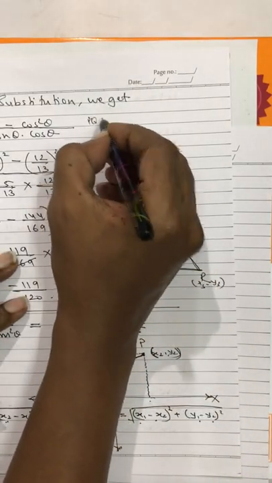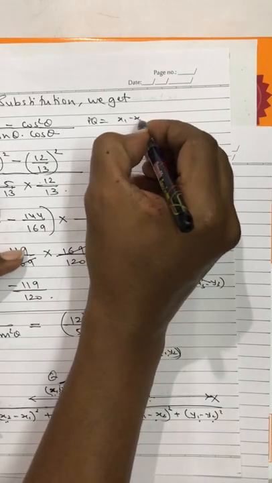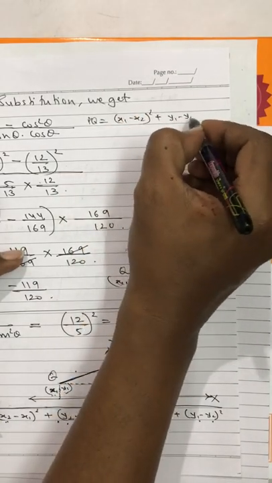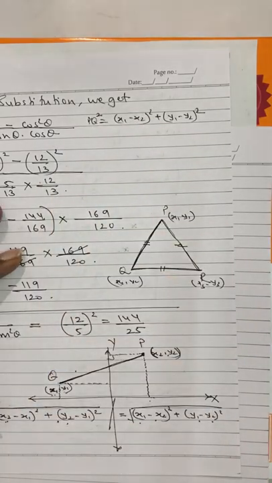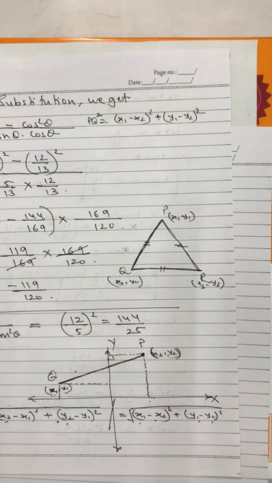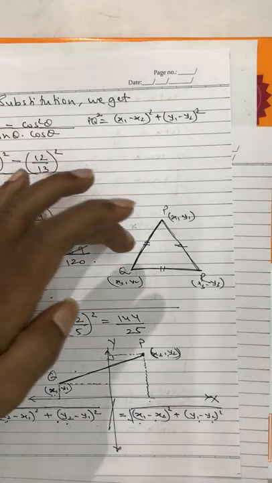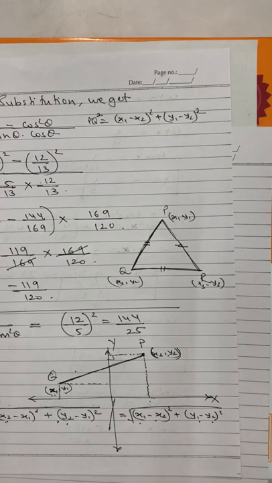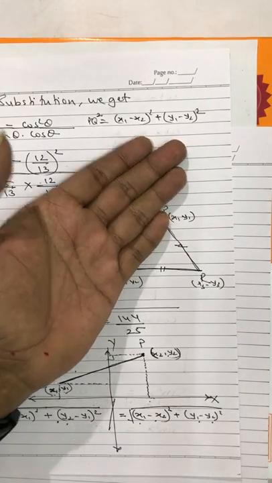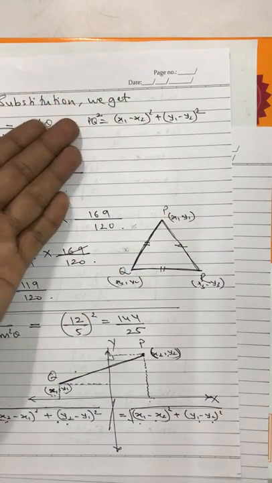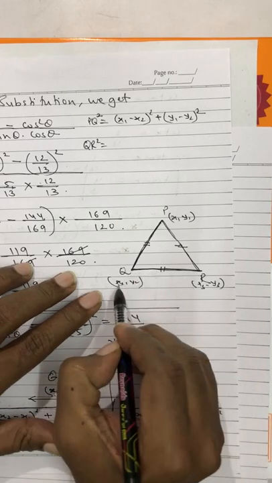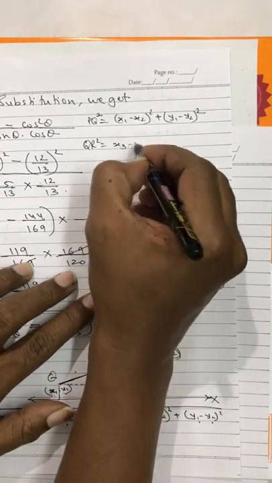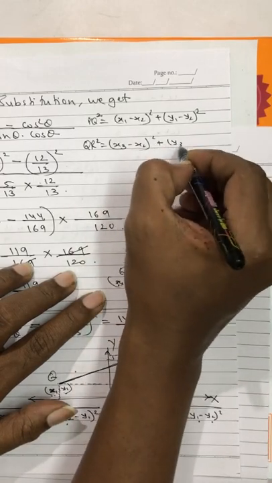So I can tell PQ is equal to (x1 minus x2) the whole square plus (y1 minus y2) the whole square. But instead of taking the radical over here, I'll write PQ square, because I actually am not interested in finding PQ. I only have to see whether PQ is equal to PR and these both are equal to QR. I only have to see whether they are all equal or not. So instead of handling the root, I'll put the square over there, and PQ square is equal to so and so. And then I will find QR square also by the same distance formula. When it comes to QR square, it is x2 and x3. I can write it in any way: (x3 minus x2) the whole square plus (y3 minus y2) the whole square.